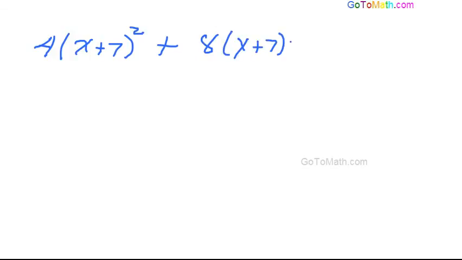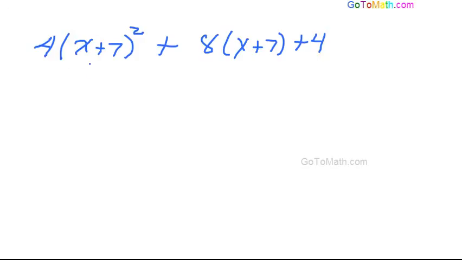So rewriting 4 times x plus 7, quantity squared, plus 8 times x plus 7 plus 4. Okay, so we can't combine these because these aren't like terms. If you notice their exponents are different. This is a 1 assumed to be here and a 2. So we can't just add these together. Okay, that'd be nice, but it ain't happening.